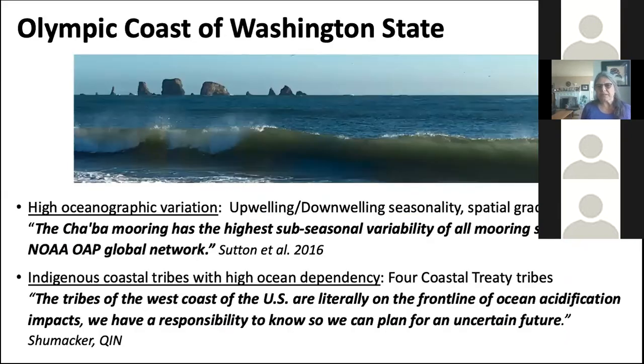All right, so what's specific about the Olympic coast of Washington State? It has high oceanographic variation. There's seasonal upwelling and downwelling. There's spatial gradients from north to south. And Adrienne Sutton, in a paper where she compared moorings from around the world, said the Cheba mooring, which is the mooring off of La Push there, has the highest subseasonal variability of all mooring sites in the NOAA OAP global network. And so this is important.